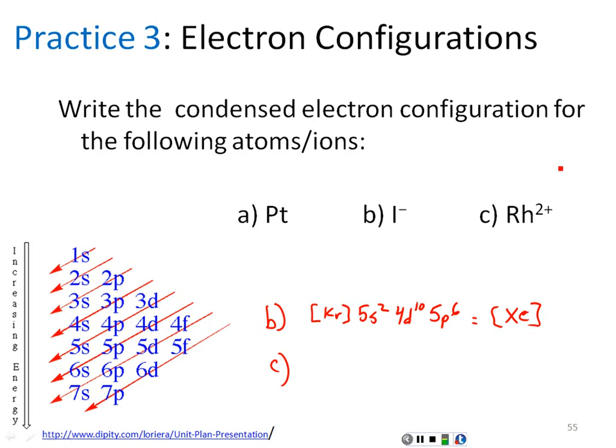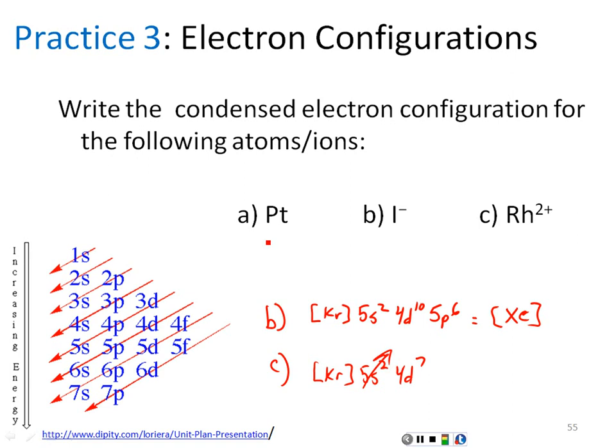Okay, C, we have rhodium. Rhodium's normally krypton 5s2 4d7, but there's a positive 2 charge on it, so we're going to have to remove 2 electrons. And remember, for a transition metal, we take those electrons away from the s orbital before the d orbital. So those are both going to come from the s, and what we're left with is krypton 4d7.